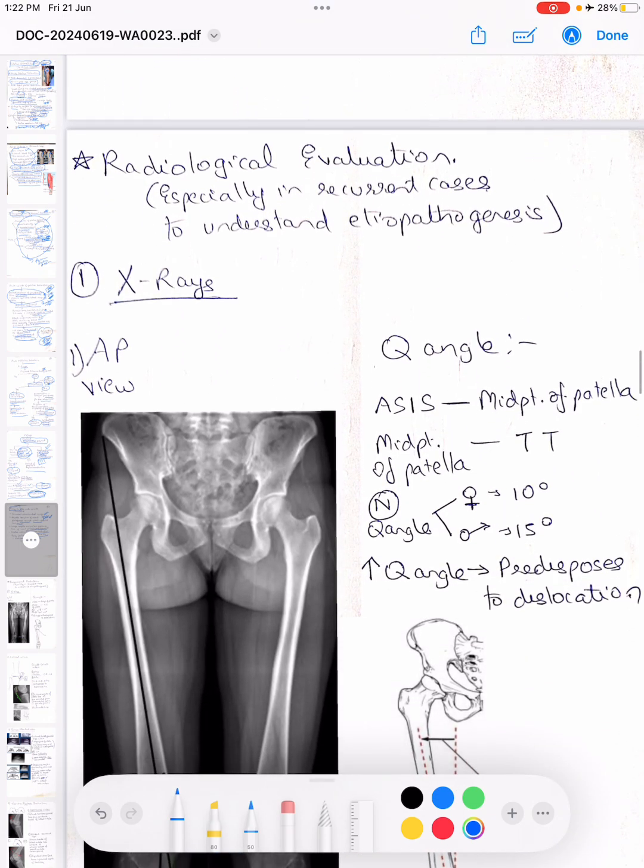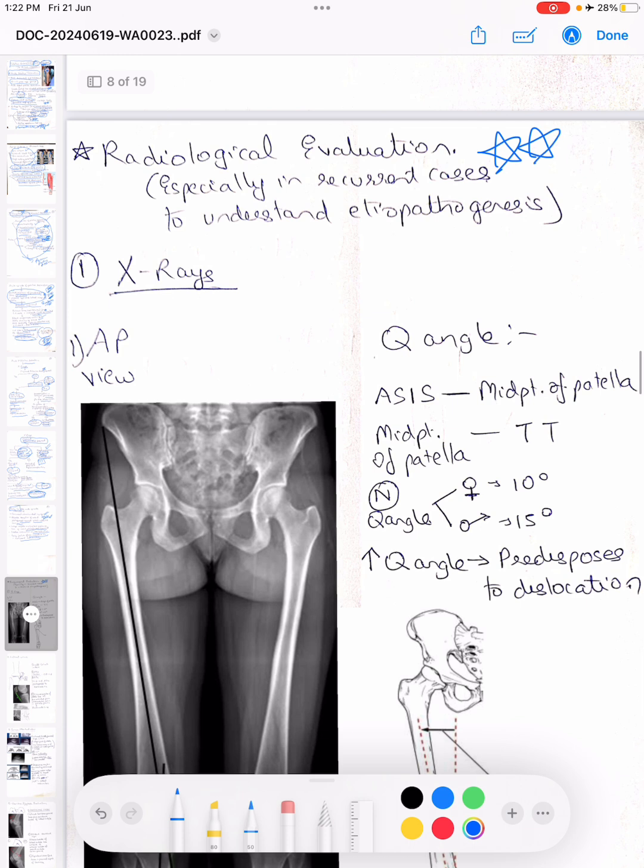Now we are going to understand the most important part of this tutorial, that is the radiological evaluation. Especially in the case of recurrent dislocation, we need to understand the concept, the etiopathogenesis and the causative factors which need to be addressed first before going for operative fixation.